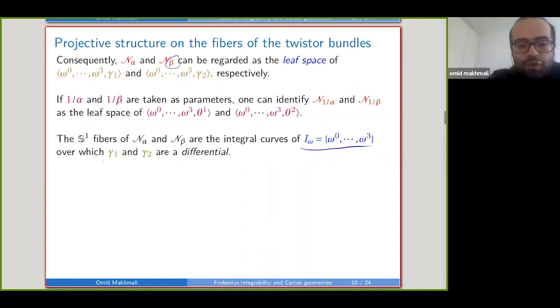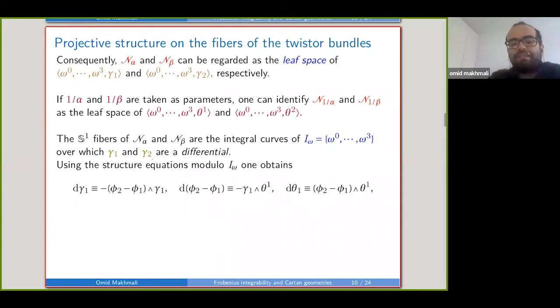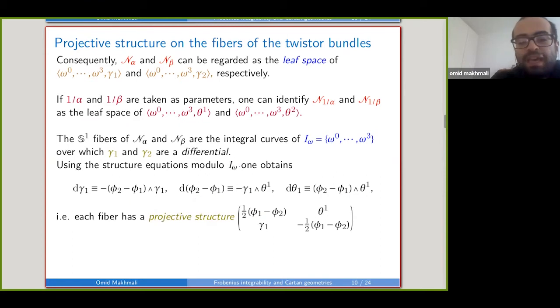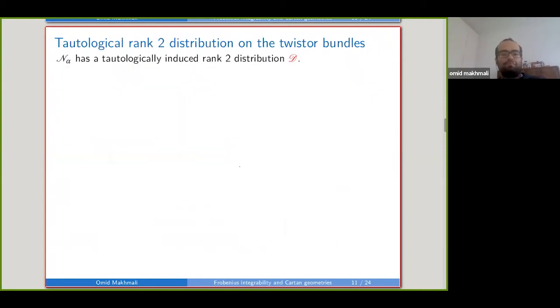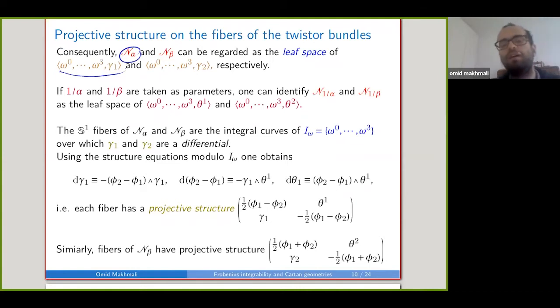And let's say in this point of view, gamma one and gamma two are differentials over them. And if one now works modulo this ideal, then one sees that this is what the structure equation gives us, mod this ideal. And this is nothing but a projective structure, one-dimensional projective structures on the fibers of the twistor bundles. So this is again a hint that everything is projectively parametrized for us. And the same thing holds for the twistor bundle of beta planes. So we'll make a choice, for instance, we'll identify N alpha as the leaf space of this Pfaffian system for what we're going to do later.